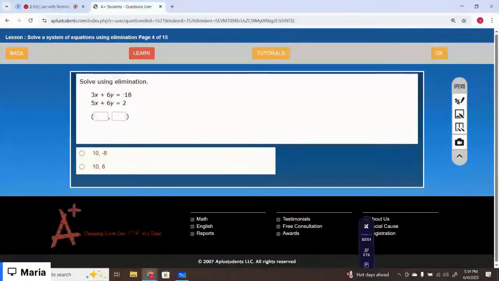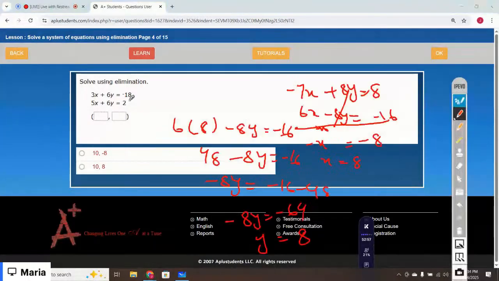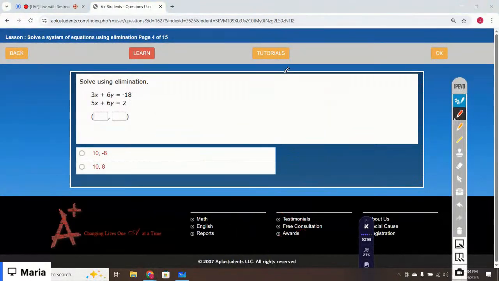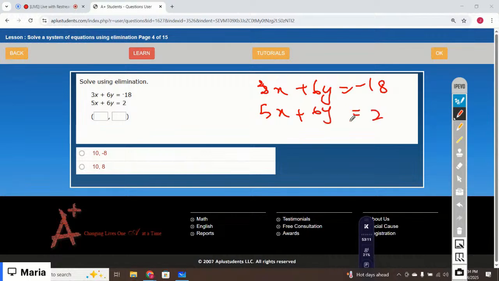Okay, 3x plus 6y equals negative 18 and 5x plus 6y equals 2. So let's just subtract both the equations. Positive 6y minus 6y cancel out each other. 3 minus 5 is negative 2x equals negative 20. So x equals 10.